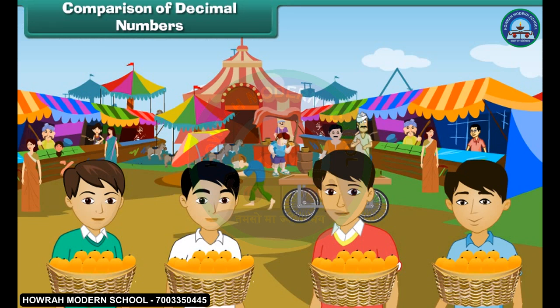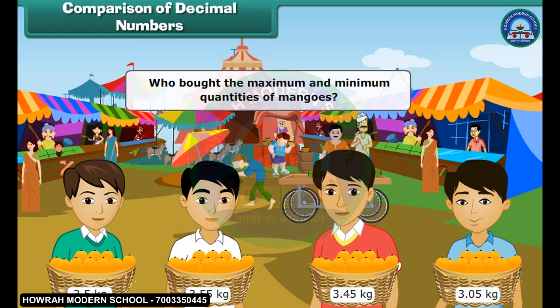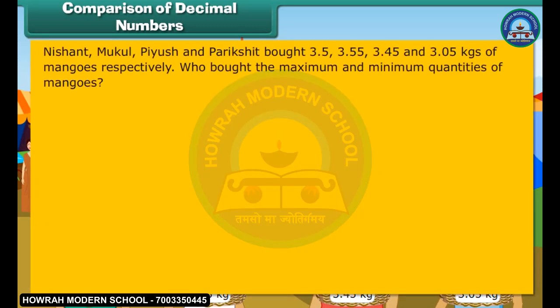Nishant, Mukul, Piyush and Parikshit bought 3.5, 3.55, 3.45 and 3.05 kgs of mangoes respectively. Who bought the maximum and minimum quantities of mangoes? Let us first arrange the decimal quantities in the descending order, that is, the decreasing order of values. The decimal numbers are 3.5, 3.55, 3.45, 3.05.